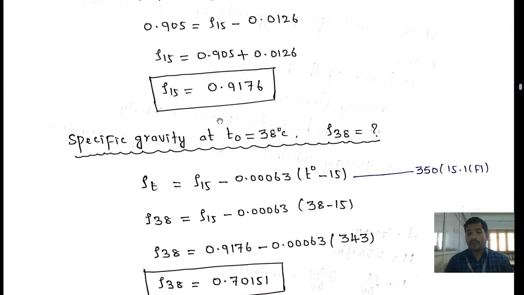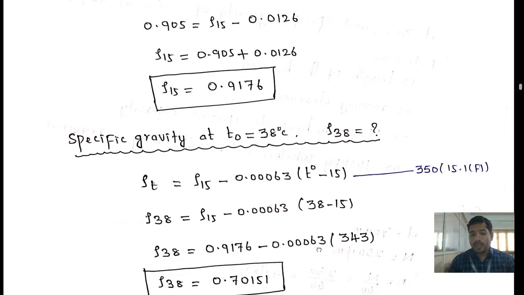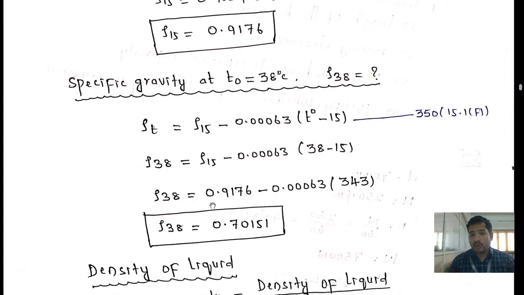Okay dear. After that, we want to find out the density at 38, because the operating temperature given is 38. The same formula applies, from page number 350, equation 15.1. Density at 38 equals density at 15, as it is, minus 0.00063 times (38 minus 15). Here the density at 15, we know the value.